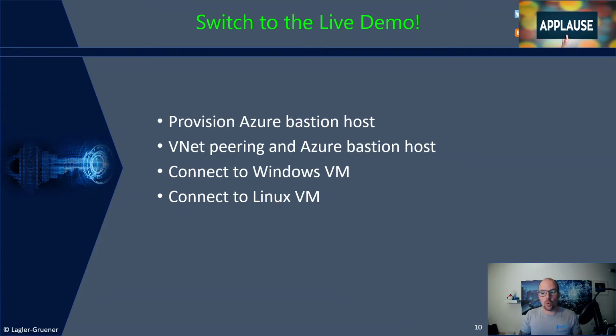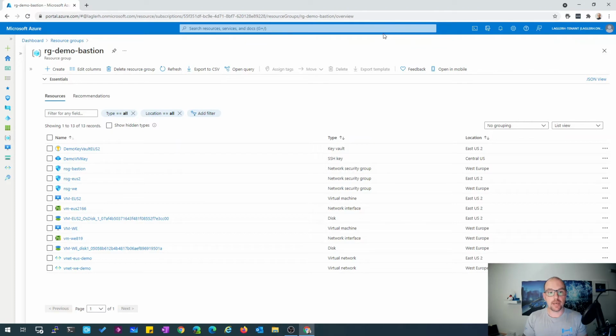Okay, so let's go to the live demo and I will show you the different points. So here we are in my live demo environment. You can see here I have prepared 2 different virtual networks, one in East US 2 and the other one in West Europe. I have provisioned 2 VMs.